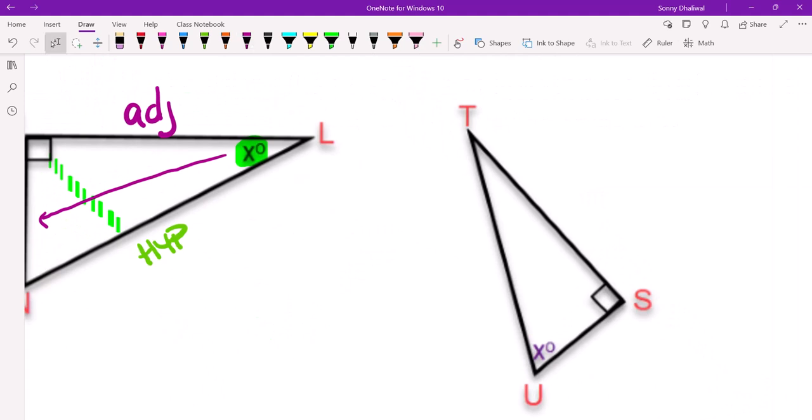Now, going on to the next one. Here is x. Start off with hypotenuse. What side is your hypotenuse? Caitlin. UT. Right? We're going to go hypotenuse here. HYP. Now, opposite and adjacent. Let's do adjacent first. Pepper. ST. Adjacent is not ST.